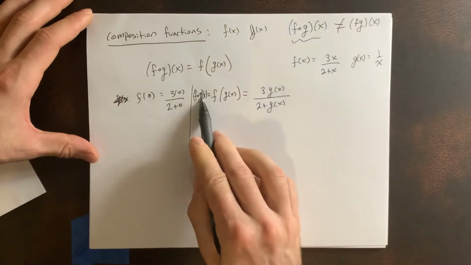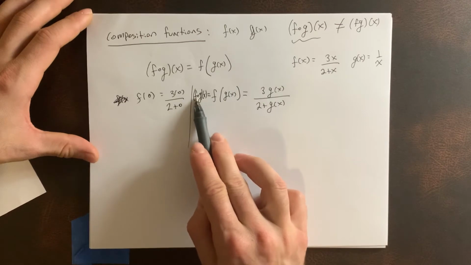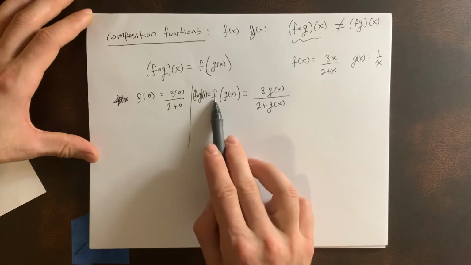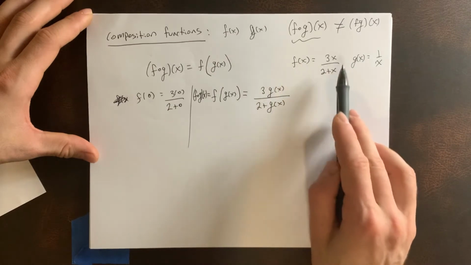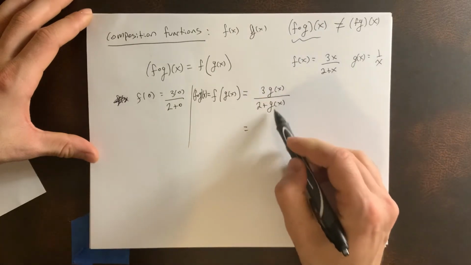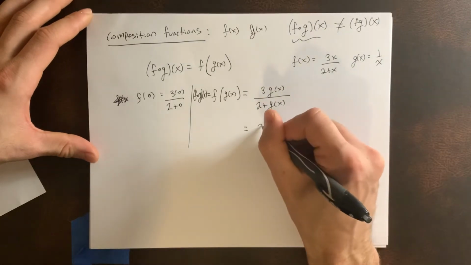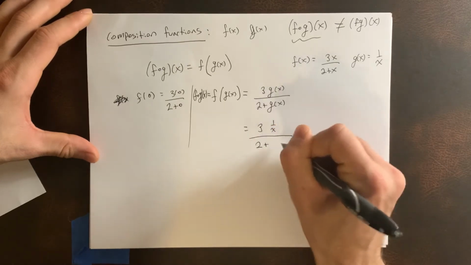So f composed with g of x, this is the definition. We're going to plug g in, so the one on the right we're plugging into the left. So we're plugging g into f. Okay, so here's f, we're plugging g inside of it. So we're going to put a g here and a g here in place of the x's. So now we're going to replace the g of x's with this: 3 minus 1 over x, over 2 plus 1 over x.